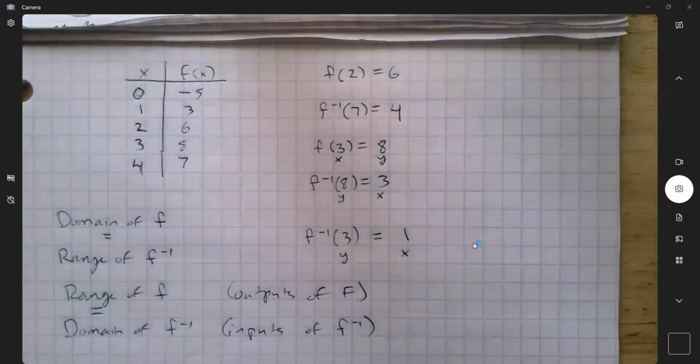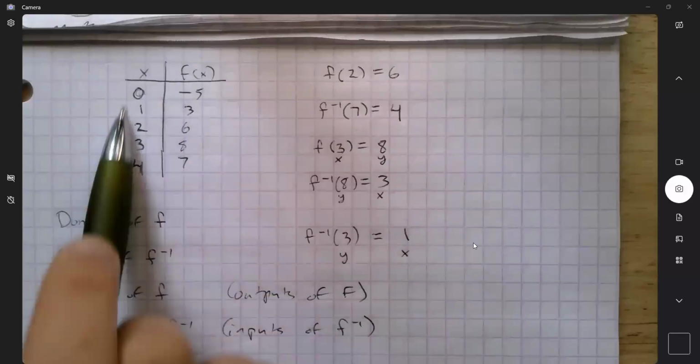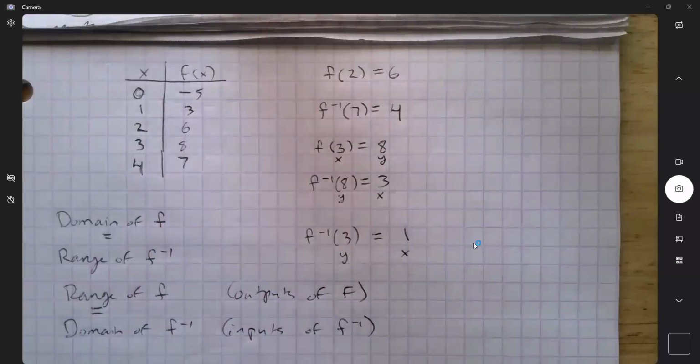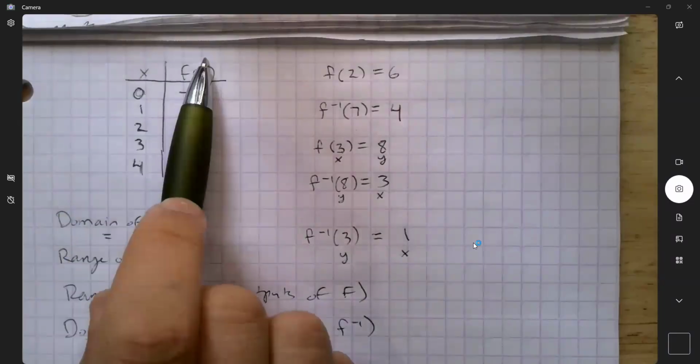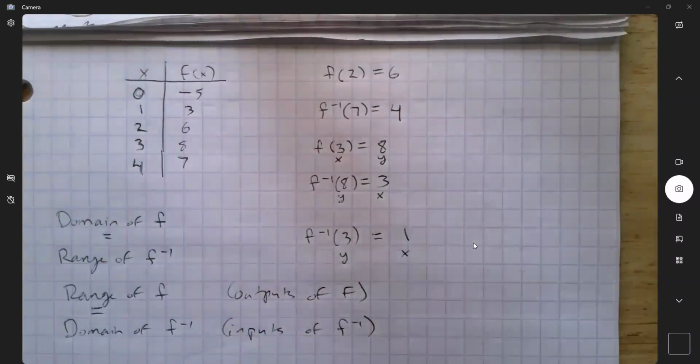This is why I like to say that tables are absolutely the easiest way to work with inverse functions, because you have all the information you need right in front of you. And all you need to do is choose whether you read the table left to right or right to left.